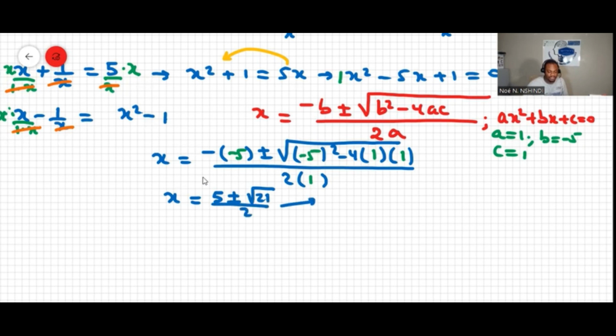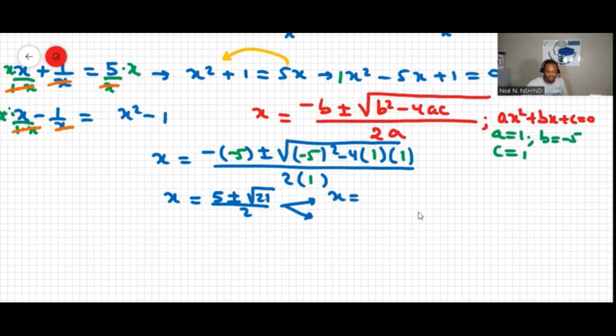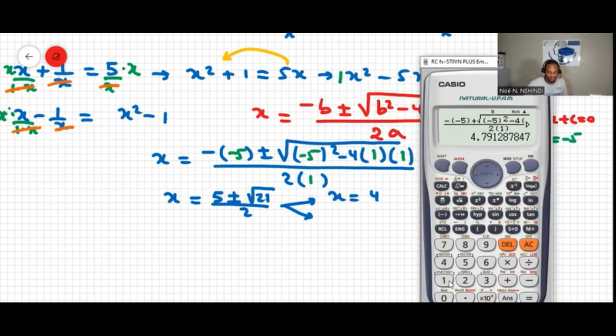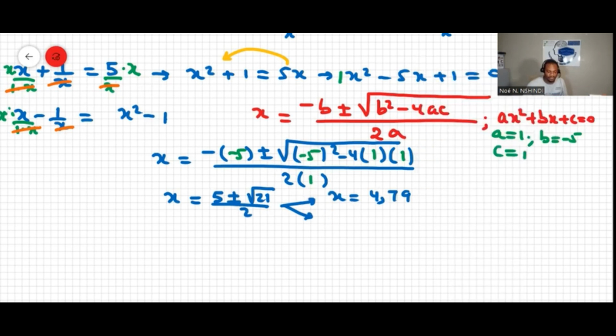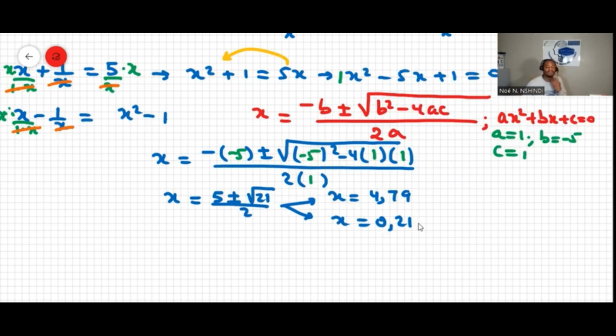Now there are two solutions here, one with the positive, the other with the negative. If I press with the positive, we have x is equal to 4.79. With the negative, I delete there, place the negative, and then x is equal to 0.21.